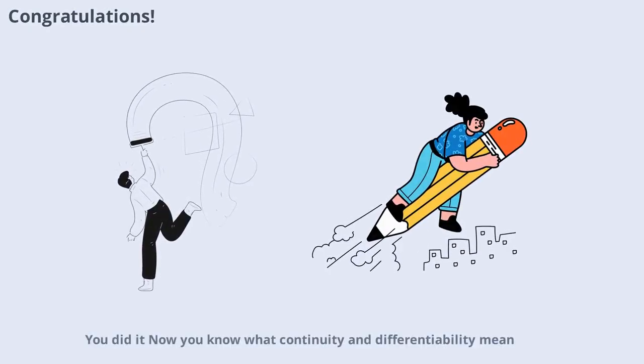You did it! Now you know what continuity and differentiability mean. You can spot smooth curves, sharp corners, and jumps in graphs. Keep exploring, keep drawing, and keep having fun with math. Remember, math magic is always around you.